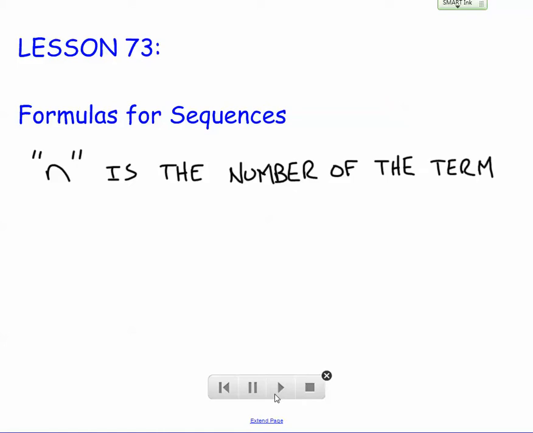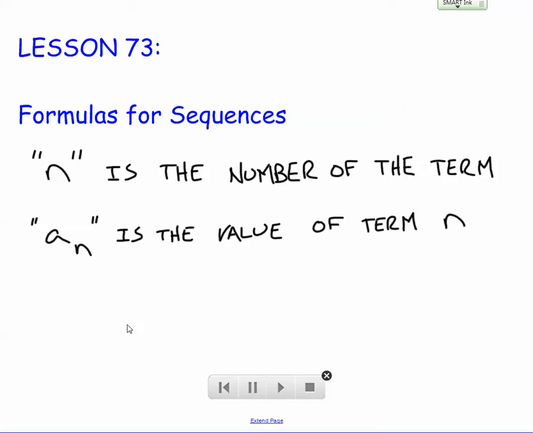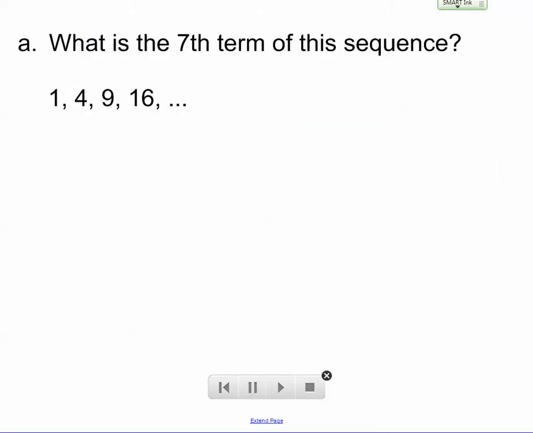Like the first term, the second term, the third term, the fourth term. When we say a sub n, like this, we're referring to the value of the nth term, or the value of term n. So if we said a sub 1, we're talking about the value of the first term. If we said a sub 2, we're talking about the value of the second term. If we say a sub 100, we're talking about the value of the 100th term. All right, so we're going to see that a little bit here in these few examples.